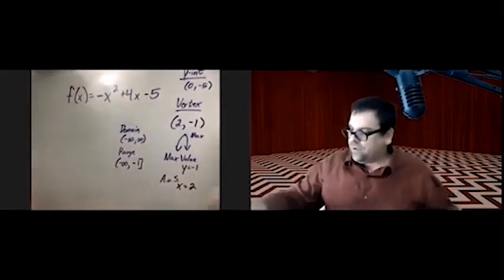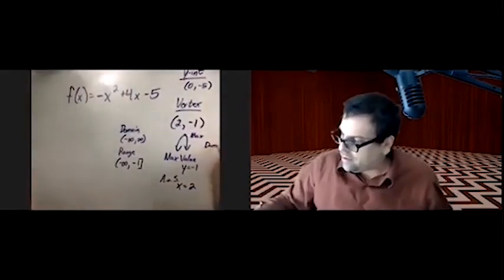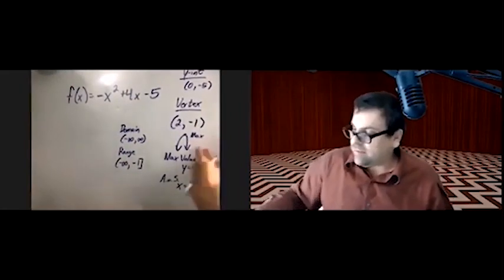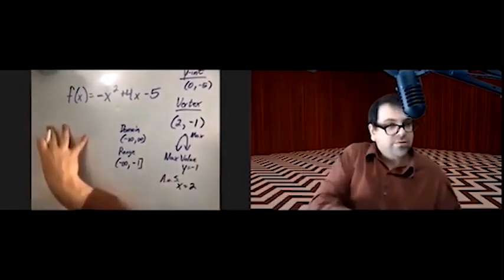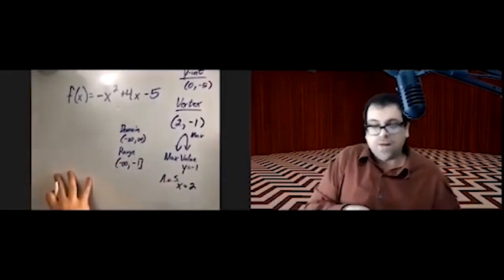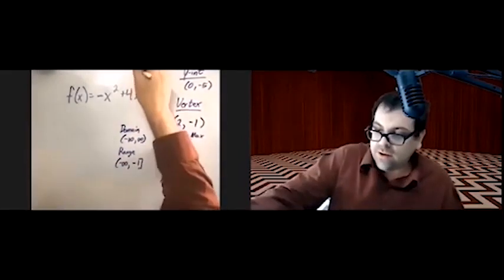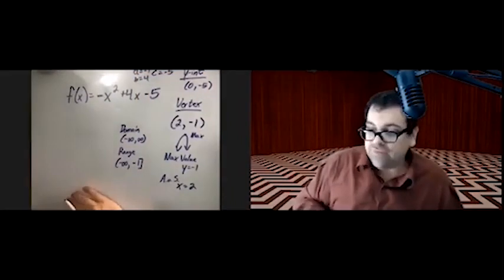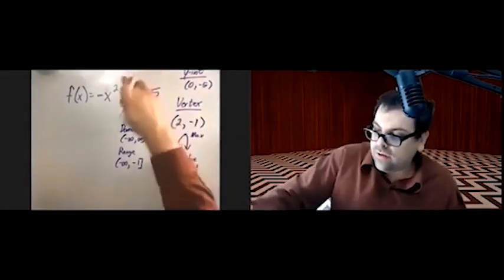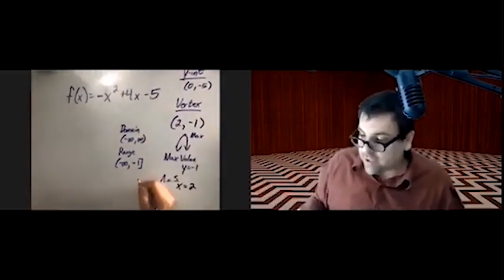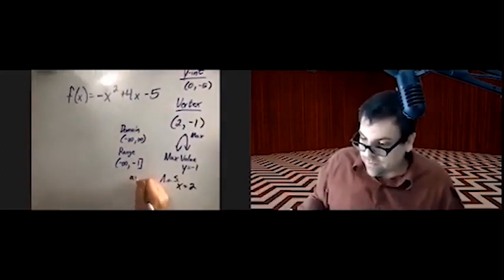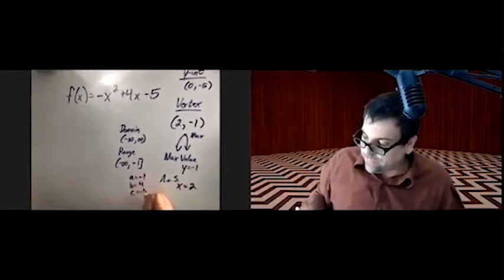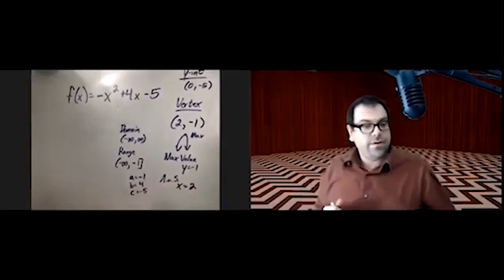I'm going to move domain. I'll leave that where it is. We've got enough room over here to handle the quadratic formula. A equals negative 1, B equals 4, C equals negative 5. Put that here. A equals negative 1, B equals 4, C equals negative 5.